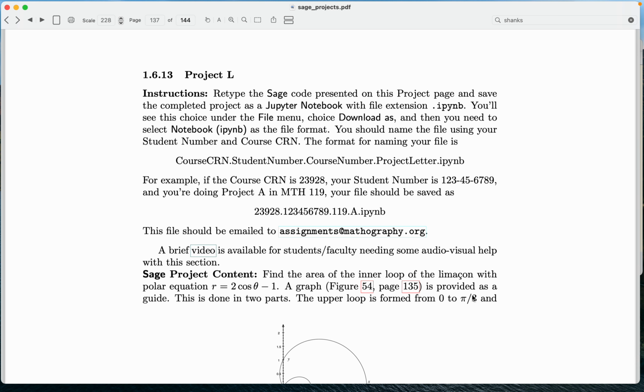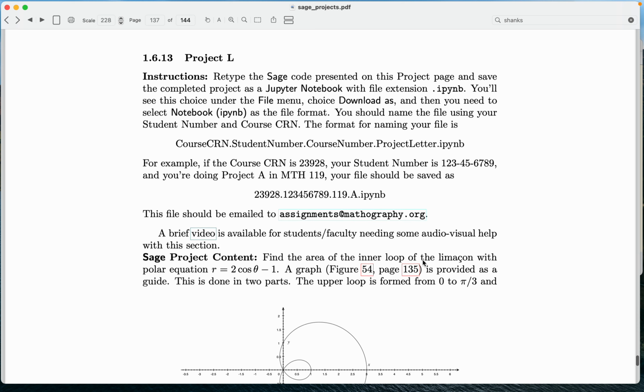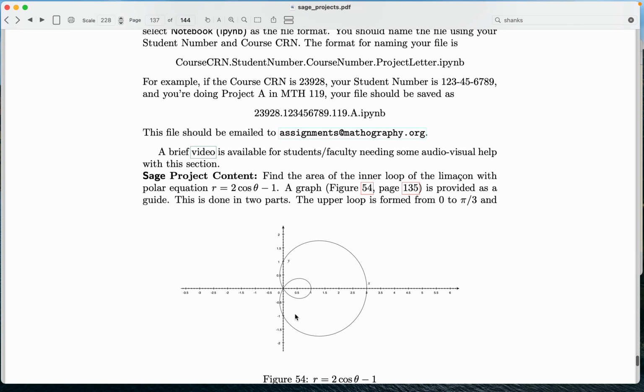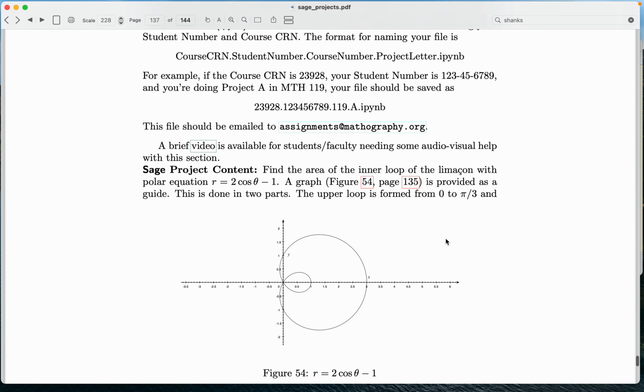Okay, Project L, Math 122. What's the project? It says over here, find the area of the inner loop of this object over here. They give you what the curve is. That's r as a function of theta, and it equals 2 cosine theta minus 1. And it goes on to say it's going to be done in two parts. An upper loop is formed between 0 and pi over 3.